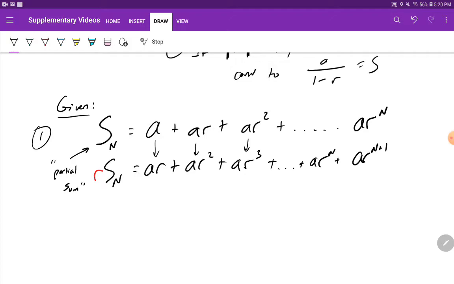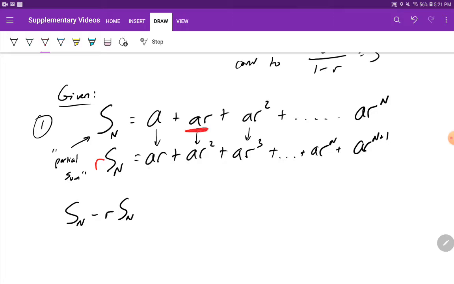All right, here we go. Ready? We are going to perform some algebra here. We are going to subtract these two lines, subtracting the second line from the first line, and something really interesting happens here. Let's look.